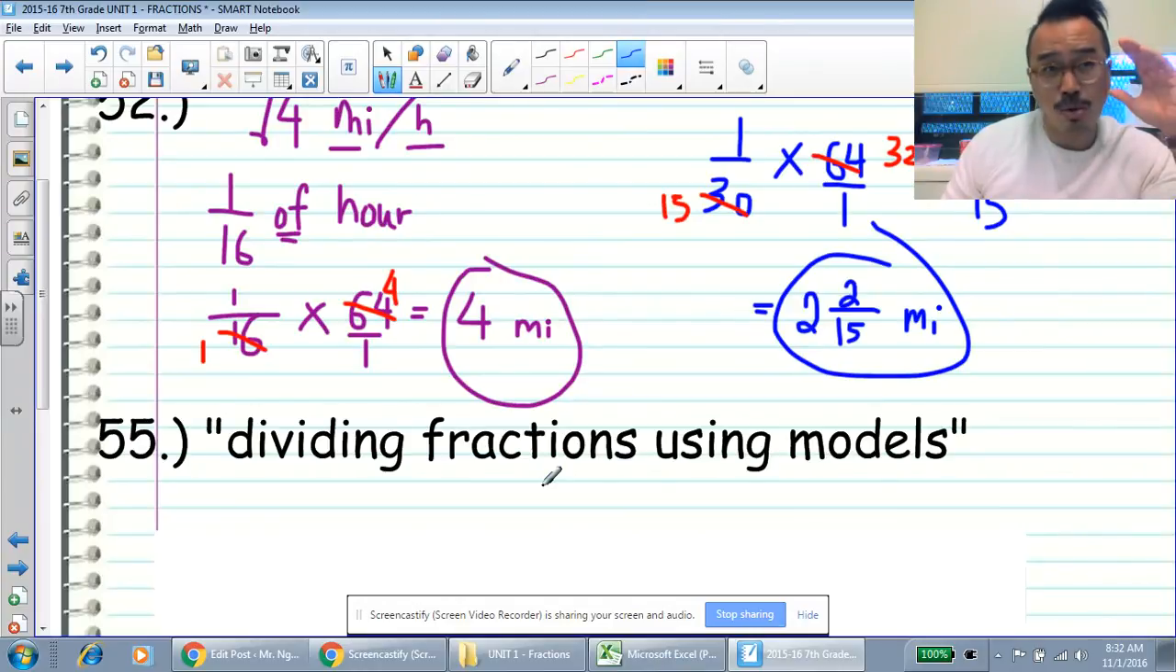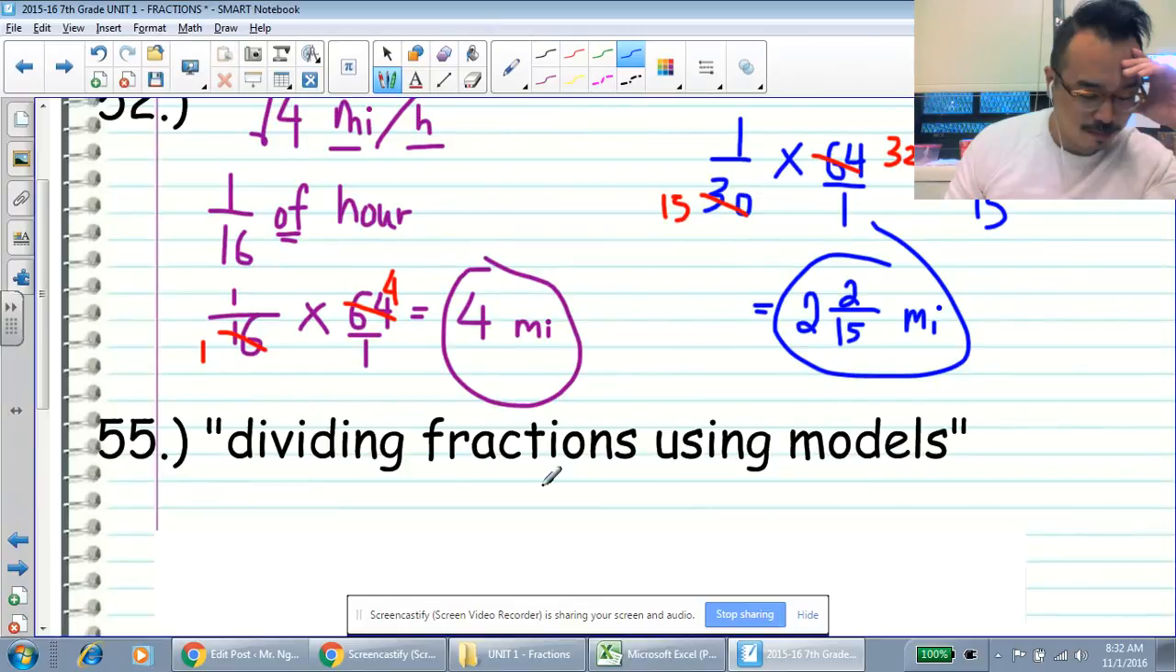Right, the numbers actually get smaller and smaller, and that's what happens when you divide by a larger number. It gets even smaller.